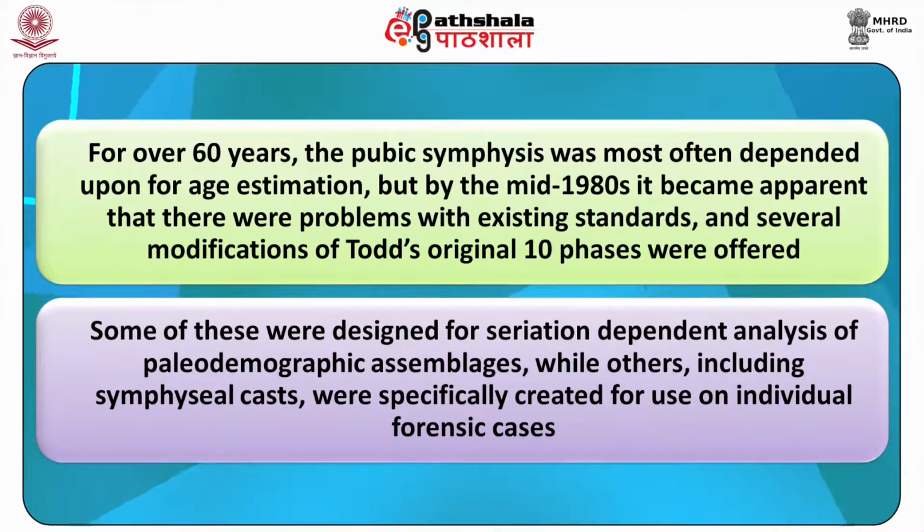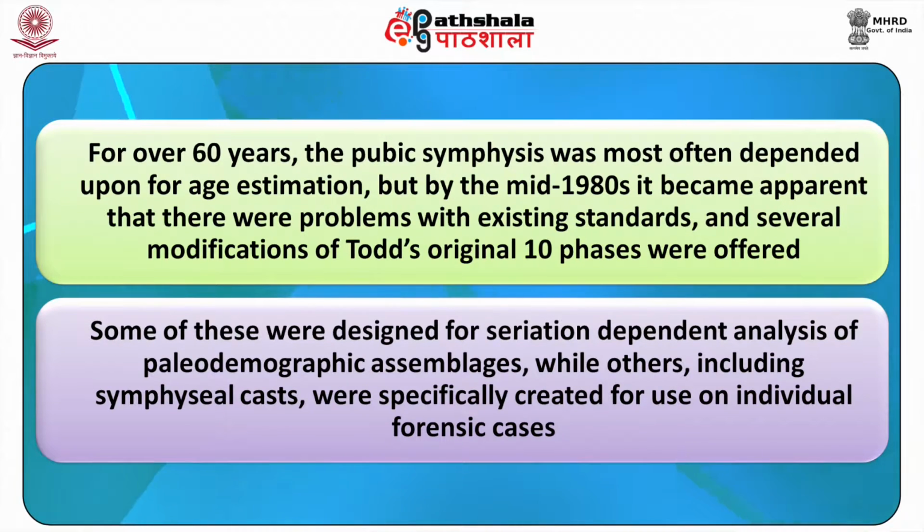Unfortunately, skeletonized forensic cases are not usually complete and undamaged. So, the forensic anthropologist must be able to determine the age at death in as many ways as possible, because the bone of choice is not always to be found. For over 60 years, the pubic symphysis was most often depended upon in the age estimation process. But by the mid 1980s, it became apparent that there were problems with the existing standards, and several modifications of Todd's original 10 phases were offered.